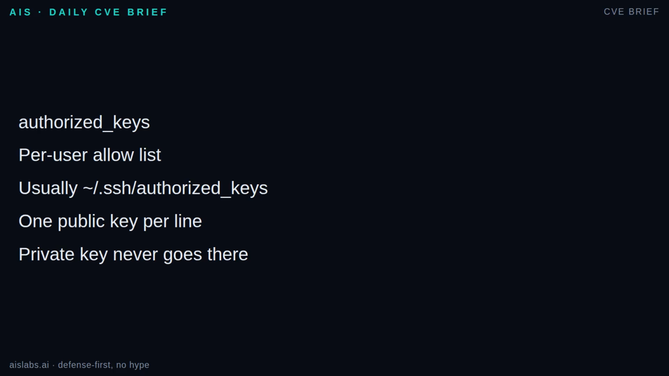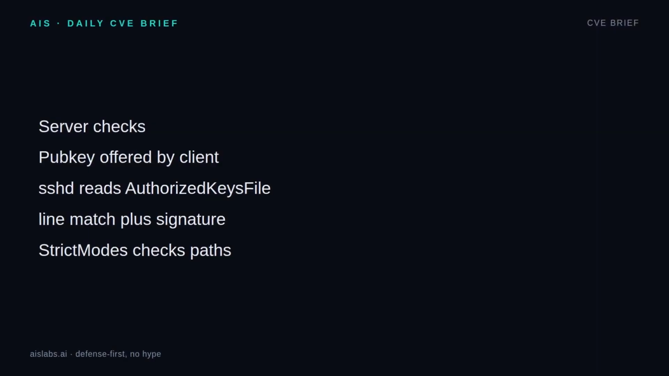Your private key stays on the client. Never paste a private key into authorized keys. The normal line has a key type, the long public key blob, and often a comment, such as a laptop name or owner. One public key per line matters because SSHD parses the file line by line. Break the line, wrap it in email, or paste two keys together, and that entry is no longer the key you think it is.